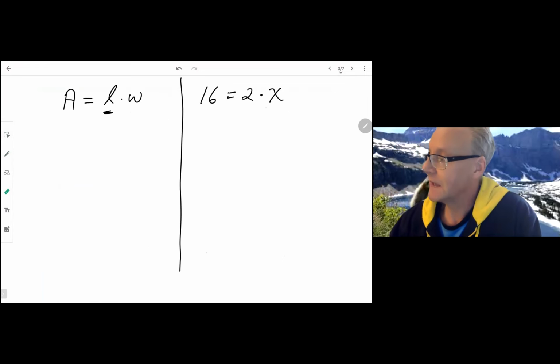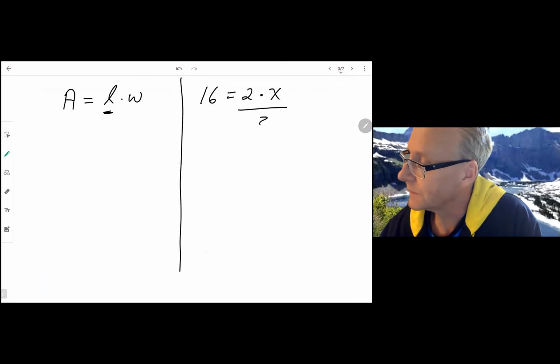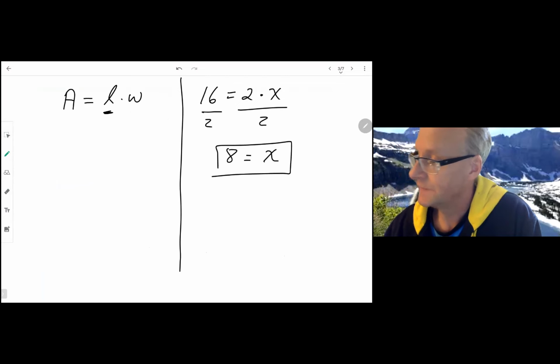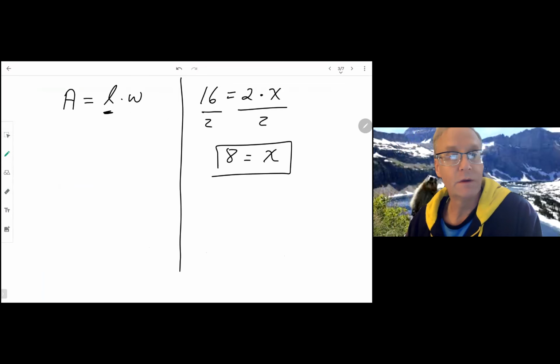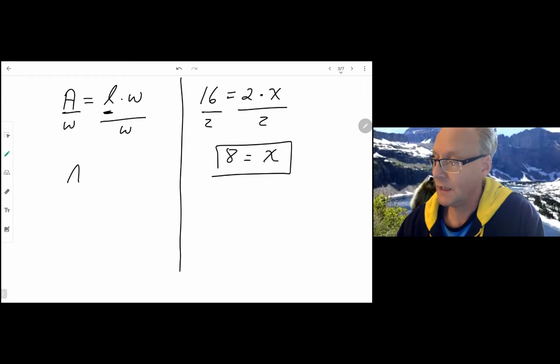So in this case, I'm going to divide by 2 on both sides. Simplify the 2's and I get x is equal to 8. This time I want to solve for L. So hopefully you can see that I'm going to have to divide by W on both sides, and then I'm done. That's it. A over W is equal to L. I got the L all alone.